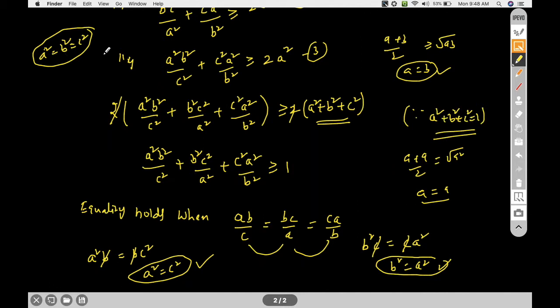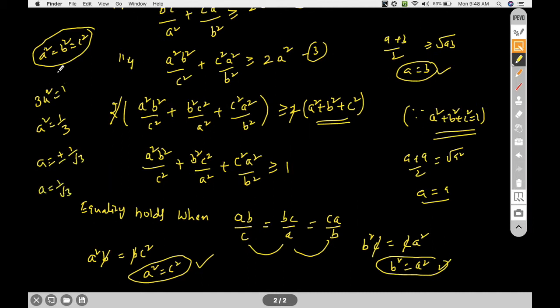If you substitute this A square, B square, C square in this one, then what you get? 3A square is equal to 1. That is A square equals what? 1 by 3. That is A is equal to plus or minus 1 by root 3. But in the question it is given that A is positive only. Therefore A is equal to 1 by root 3.